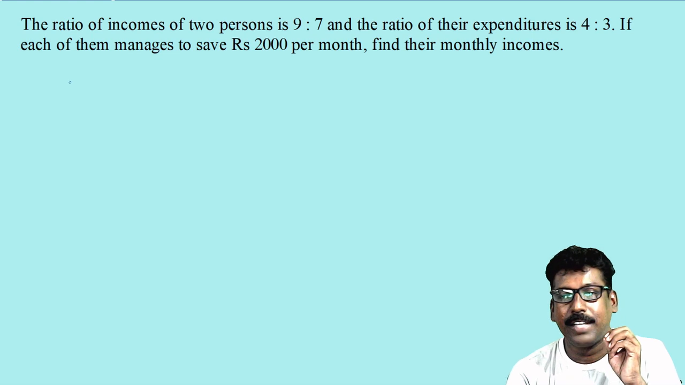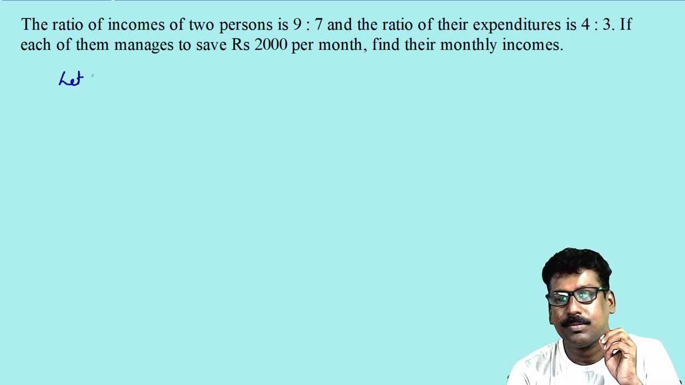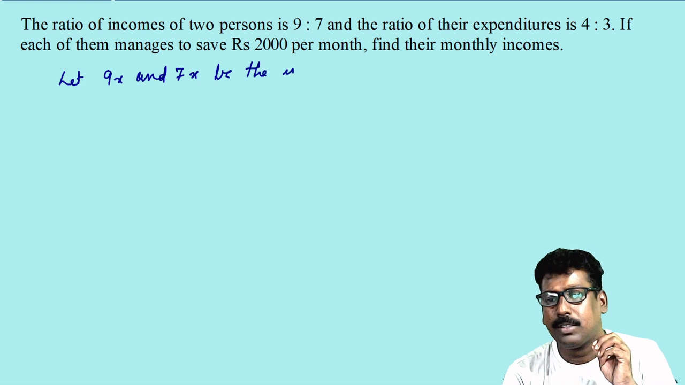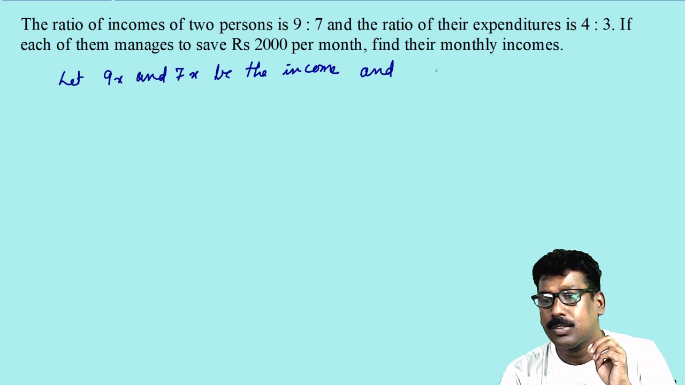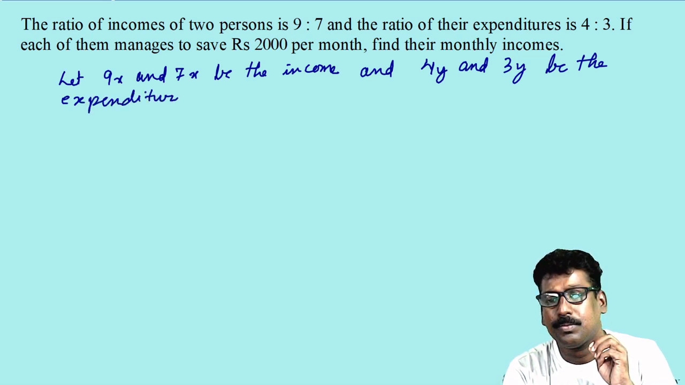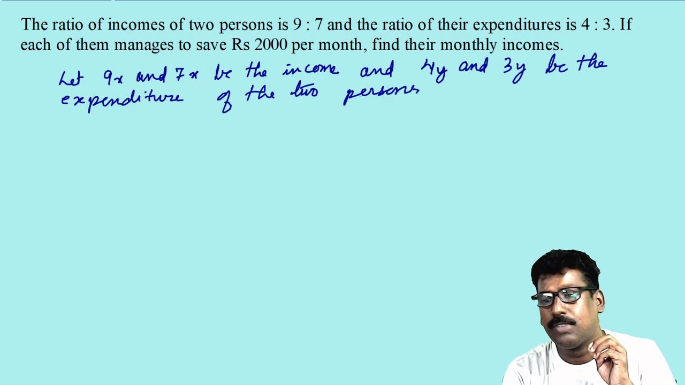First you can take, let 9x and 7x be the income and 4y and 3y be the expenditure of the two persons. This is the first step.